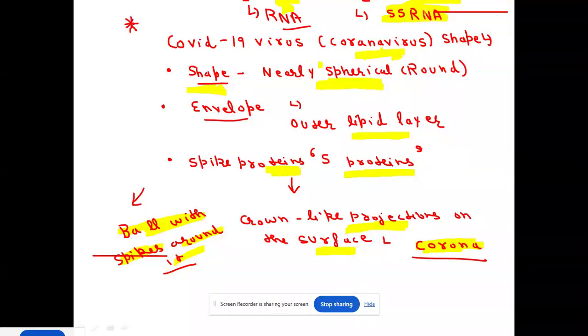We discussed the polyhedral shape. Can you tell me that polyhedral shape is seen in case of?